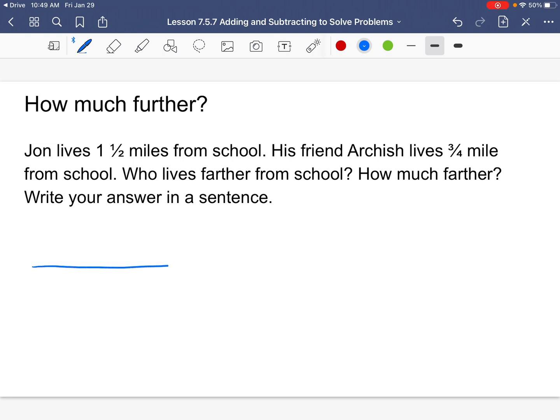I'm just going to draw almost like a number line, and I'm going to start at 0 and I'm going to have the school here. This is the school, and I'm going to go in fourths because I have fourths and halves. 1/4, 2/4, 3/4, 1 mile, and then 1 1/4, 1.5, 1 3/4, 2 miles.